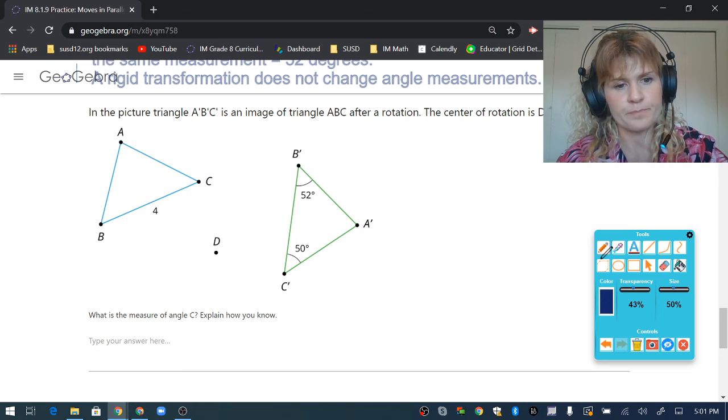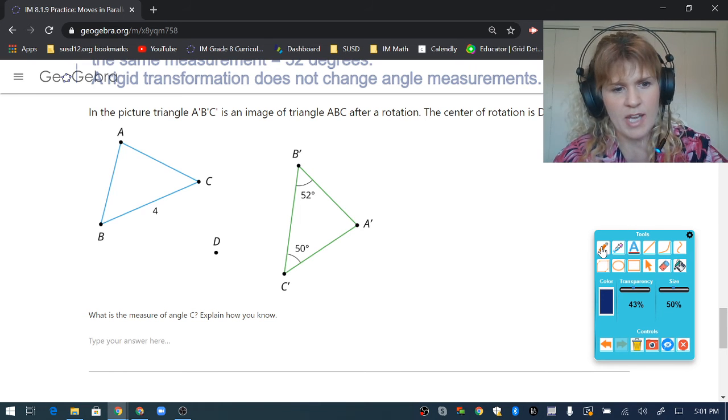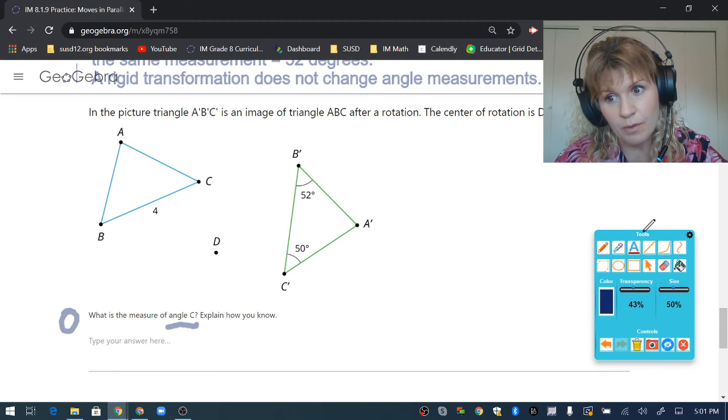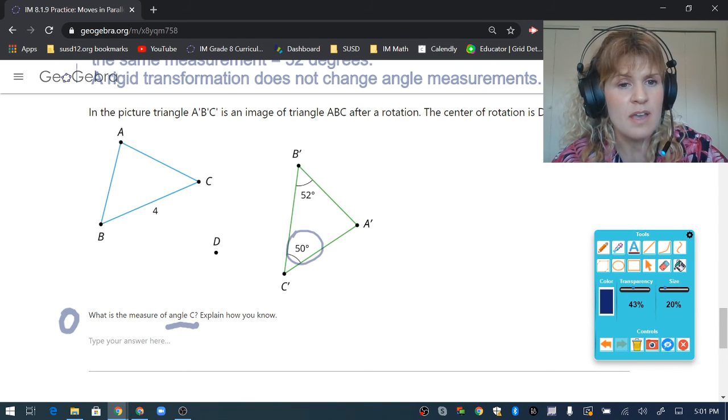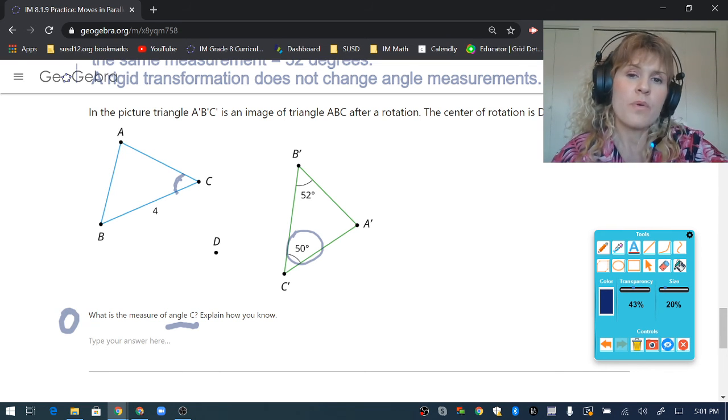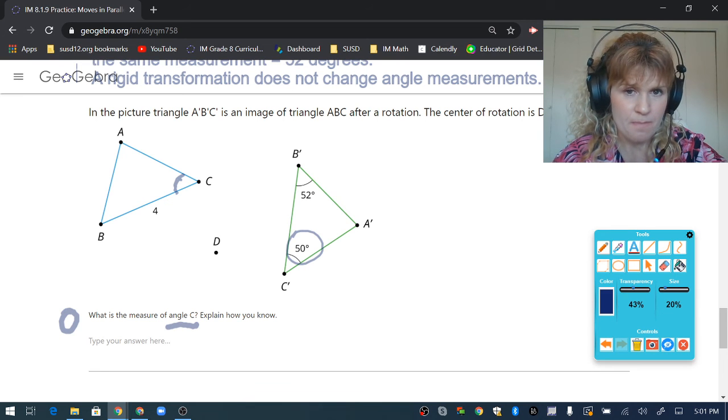Okay, we see the same diagram again, triangle ABC, and its image after a rotation, A prime, B prime, C prime. And the question asks, what is the measure of angle C? Explain how you know. Okay, so look, angle C prime is 50 degrees. So what is the measurement of angle C? Remember, these are corresponding angles.